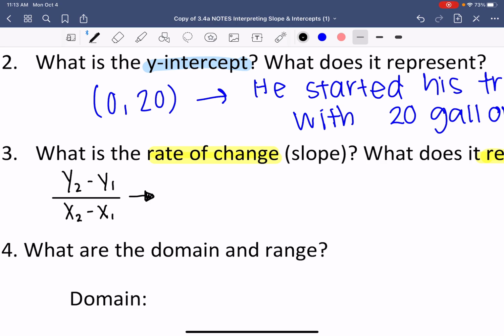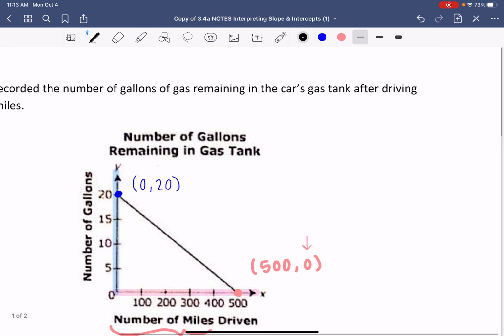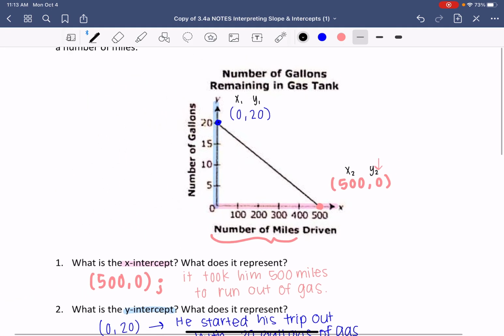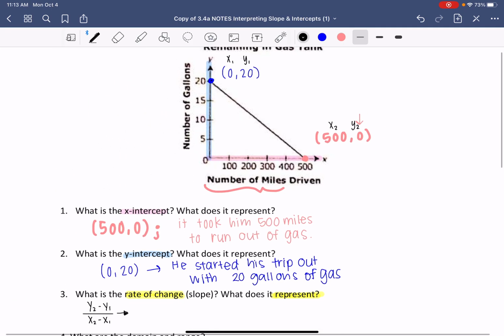Okay, so I'm going to go back up to my points and label those. So we have our x1, our y1, our x2, and our y2. And then now we just put them in the formula as is. So we have y2, which is 0, minus our y1, which is 20. And then we have our x2, which is 500, and our x1, which is 0.